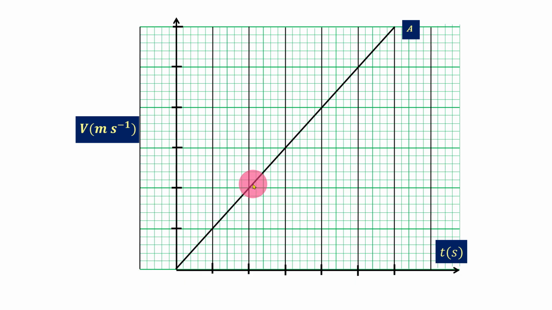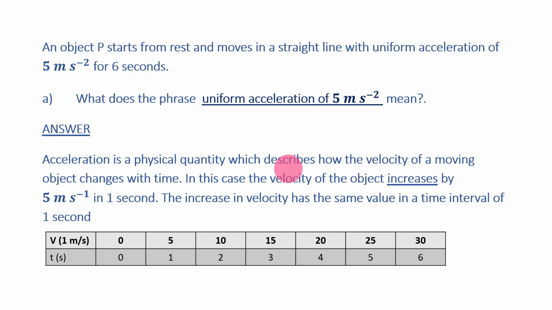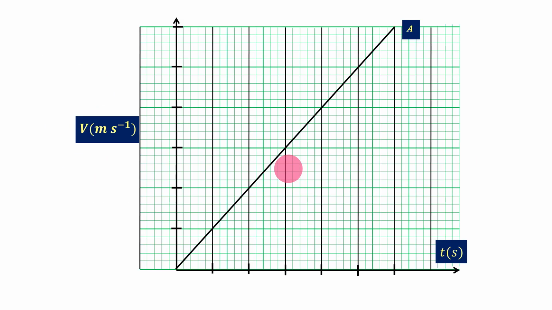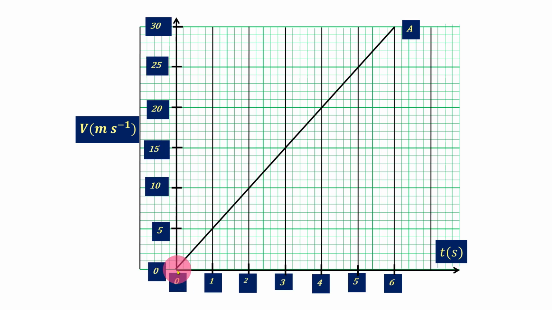So when we are given this graph, you can describe this object as an object which starts from rest and moves with uniform acceleration, because the acceleration is 5 meters per second every second. If you want to use the term acceleration, you can say this object starts from rest. By stating that it starts from rest, we are saying that its initial velocity is 0. And indeed you can see from this information here, when time is 0, the velocity is 0.